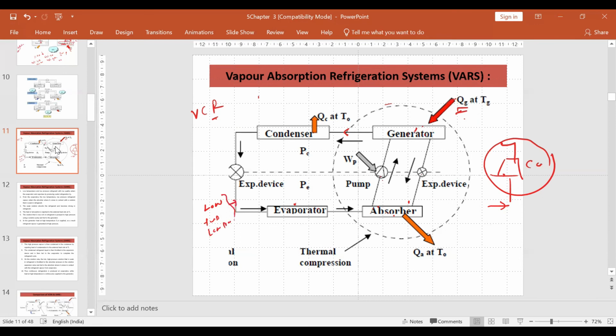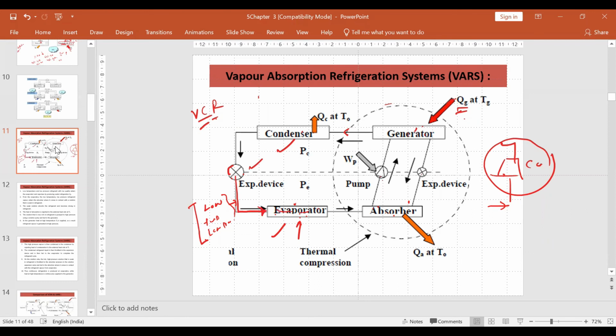Refrigerant is at this point, after the expansion device. This and this one, and this one is same as VCR. The function is still the same. Refrigerating effect takes place in the evaporator. So before entering the evaporator, in the expansion valve, the refrigerant expands. So it becomes low temperature, low pressure refrigerant. Now this low temperature, low pressure refrigerant enters the evaporator here.